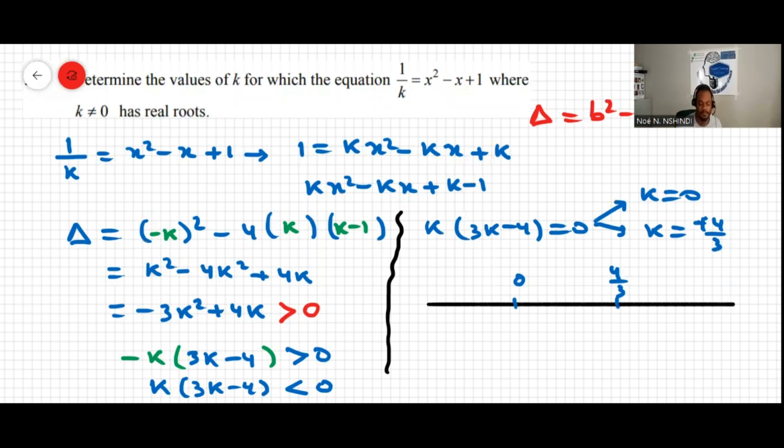Now if I select a number less than 0, like -1, I sub -1 here, -1 there, I will have a negative times a negative, which makes it positive. If I take a number like 1, a positive times a negative makes it negative. If I take a number like 2, positive times positive makes positive. Now I'm looking for a solution where it is negative, so those are open circles. Therefore, k must be between 0 and 4/3. My solution is this one. k must be between 0 and 4/3.